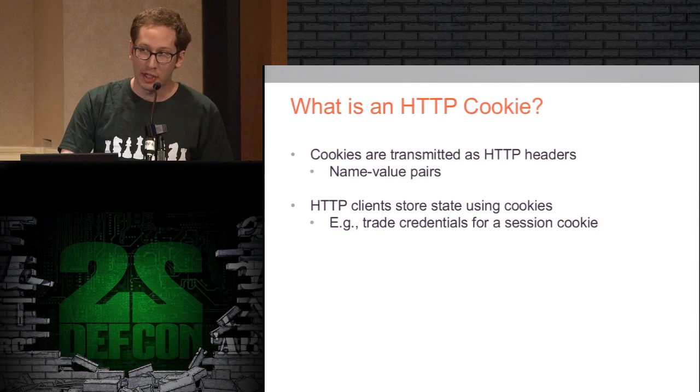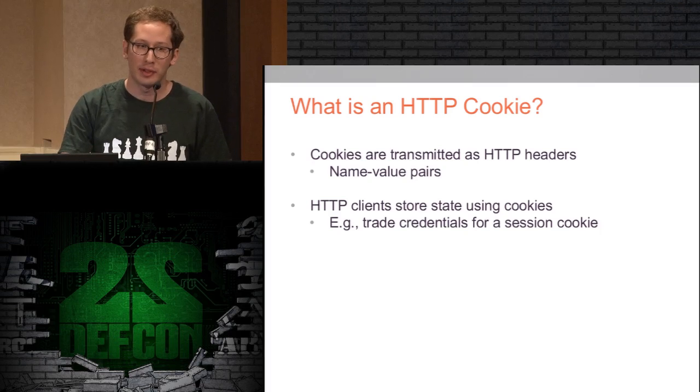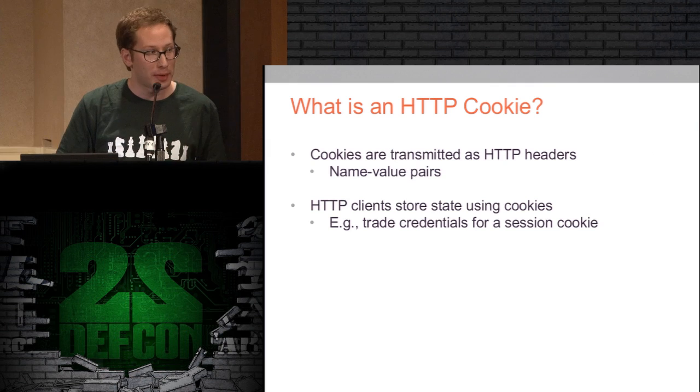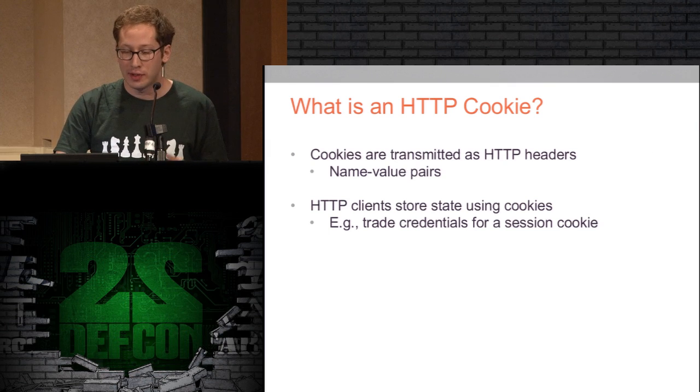Okay, so what is an HTTP cookie? Cookies are name-value pairs that are transmitted as HTTP headers, both in requests and responses. A typical use case, and the one I'm going to focus on for pretty much the whole talk, is a client sends a username and password. So you're in your browser, you type your username and password, you send it to a server in a login form. Server sends back a cookie that's then your authentication token going forward, so you don't have to constantly re-enter your password. So that's a very common use of cookies, and that's the one I'm going to focus on.